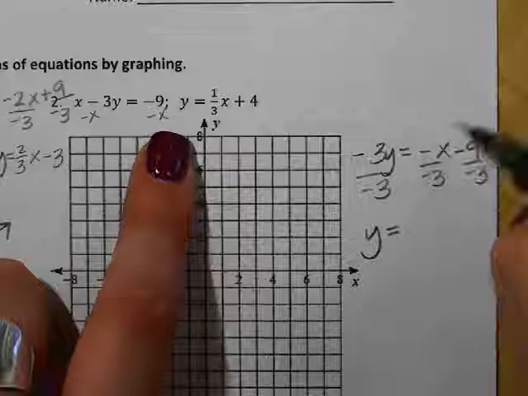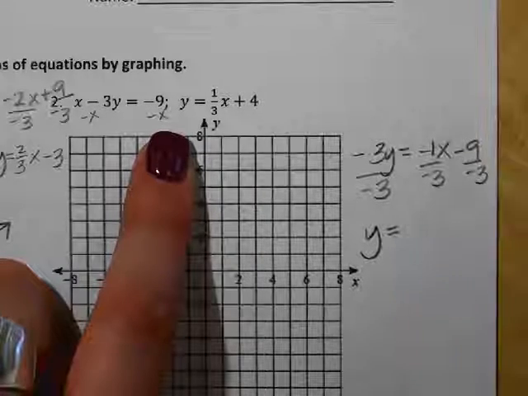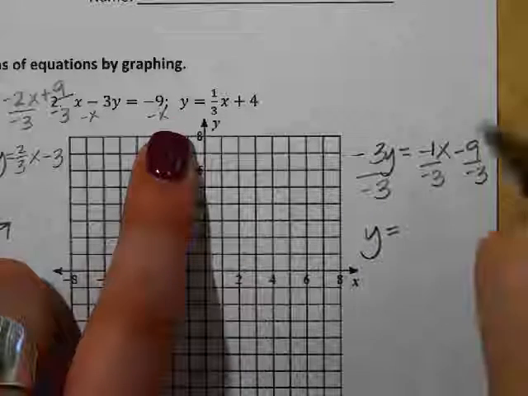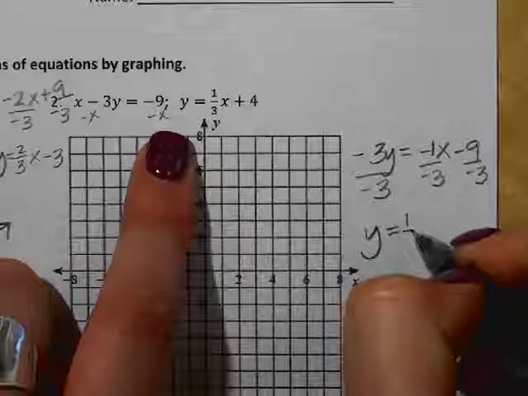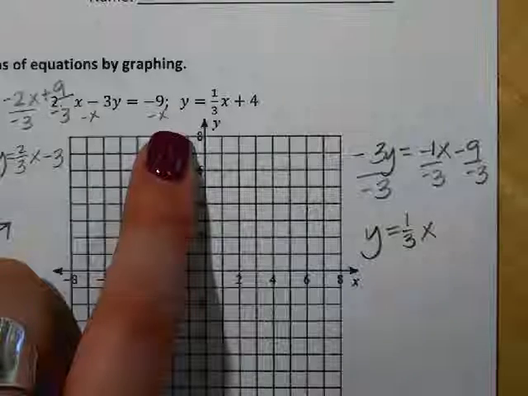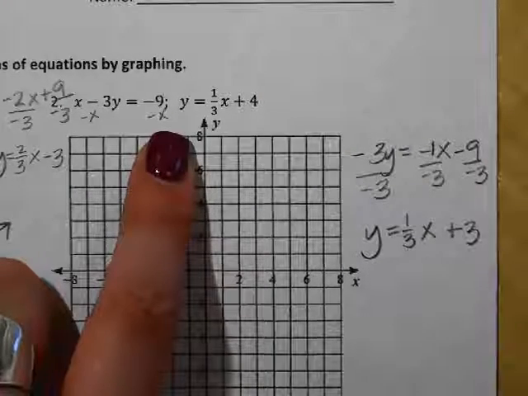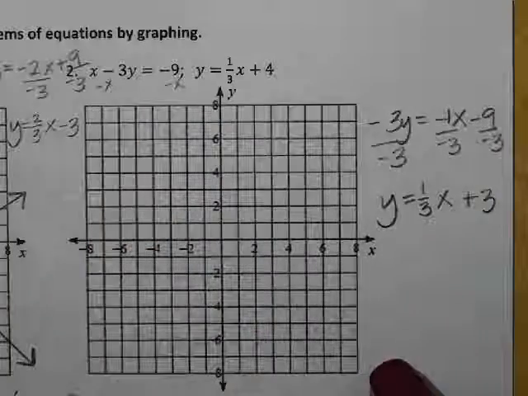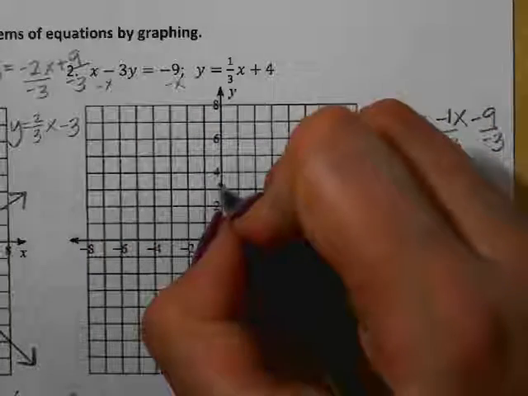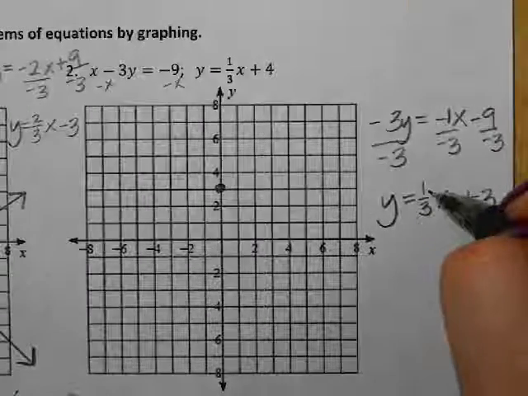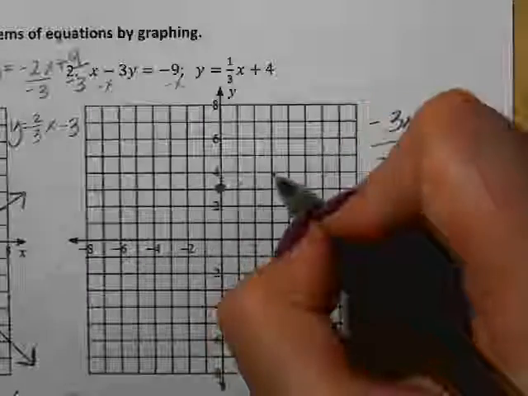So this x really does have a 1 in the front with it. A negative divided by a negative makes a positive, and then 1 over 3. And negative 9 divided by negative 3 is positive 3. So we are going to have a y-intercept of positive 3, and then the slope is that it goes up 1, right 3.